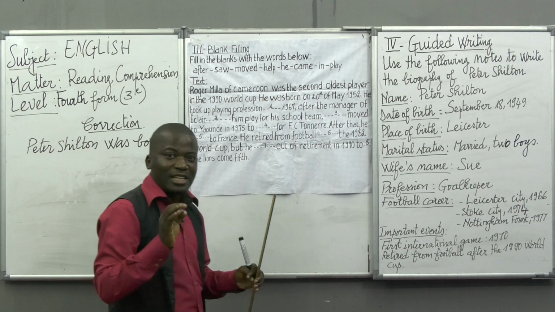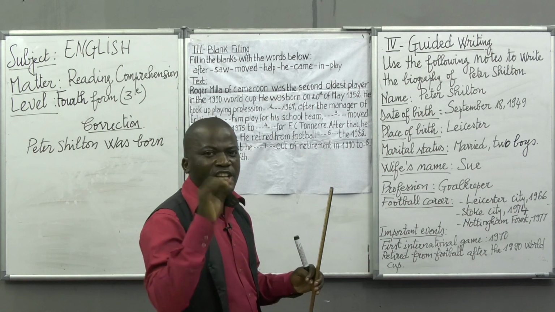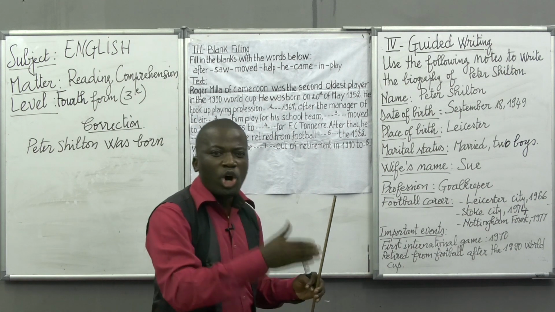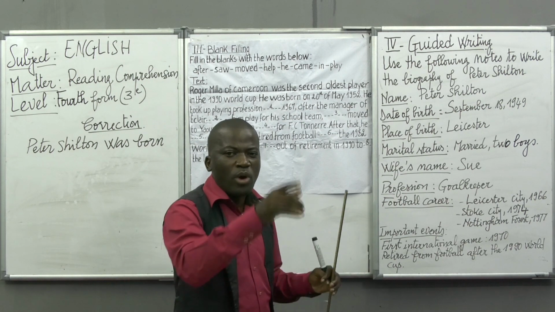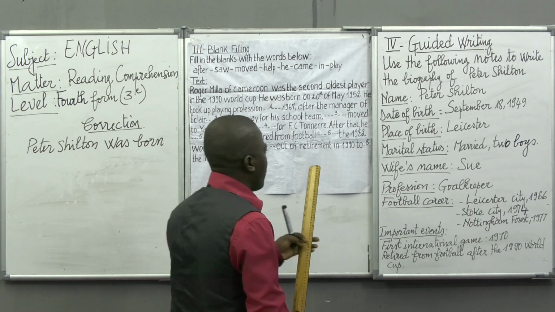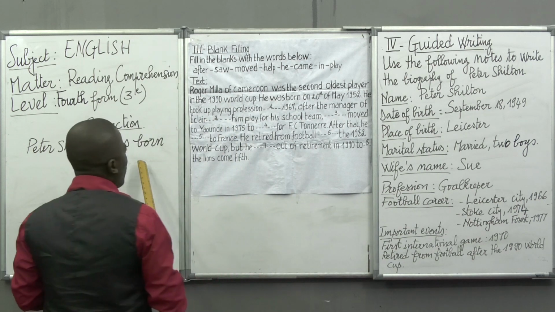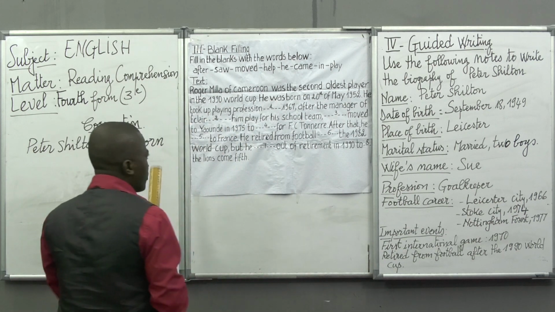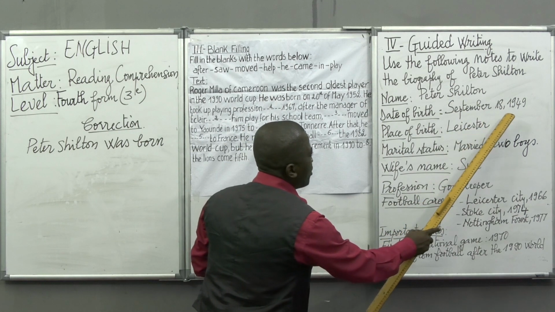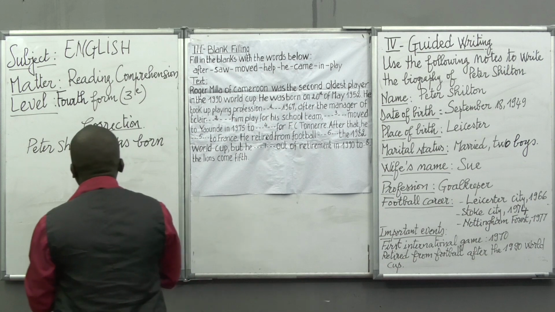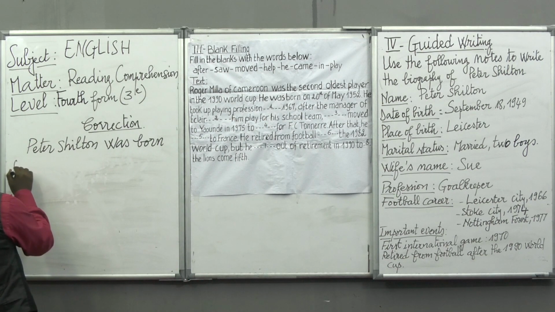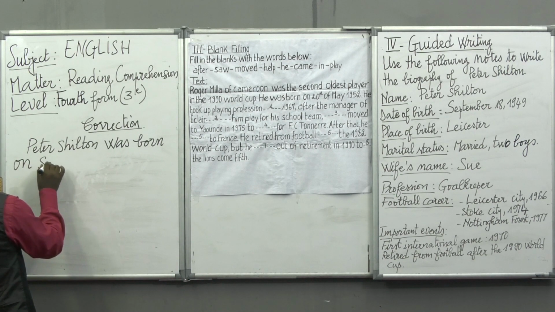To talk about the date of birth, this is the expression that we use. Was born. I was born. You were born. And so forth. Then, Peter Shilton was born. We have September 18th, 1949. Then we say, was born on September.